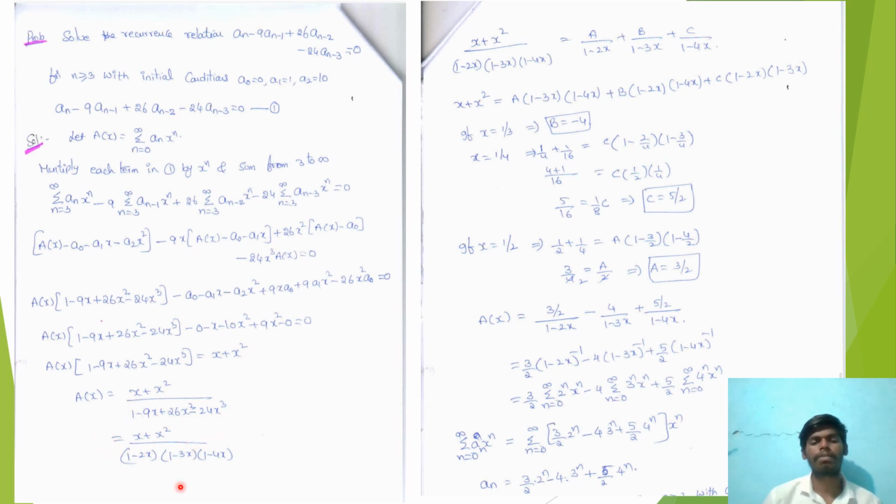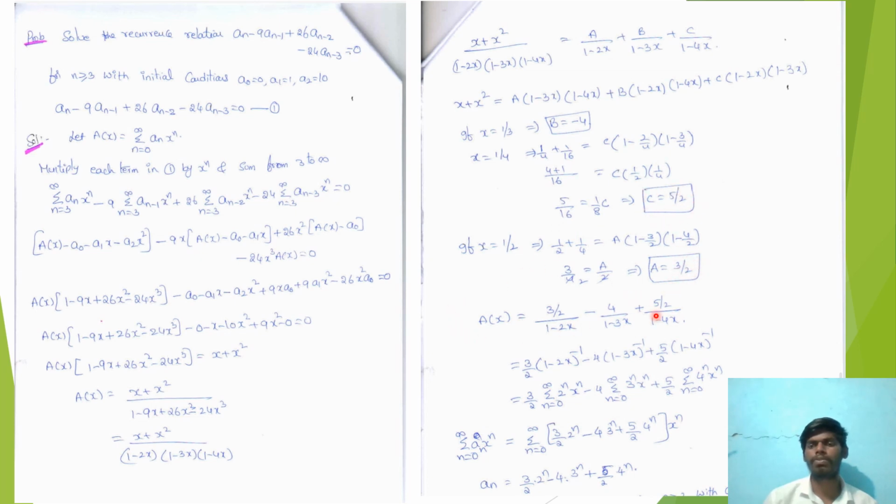By solving this, we'll get this into partial fraction format. When it comes to partial fractions, we have to separate them like this: x plus x square by 1 minus 2x into 1 minus 3x into 1 minus 4x. These are linear factors. So it is A by 1 minus 2x plus B by 1 minus 3x plus C by 1 minus 4x. Now by solving these partial fractions, we'll get B value as minus 4, C value as 5 by 2, and A value as 3 by 2.